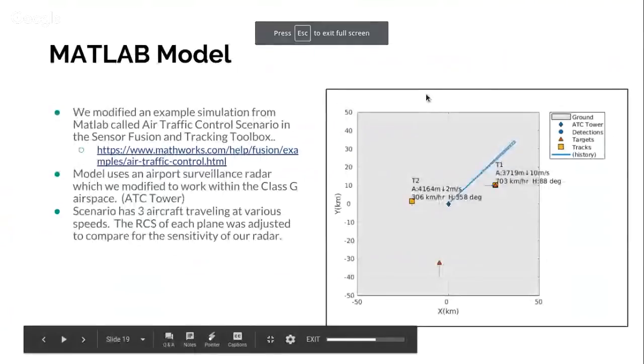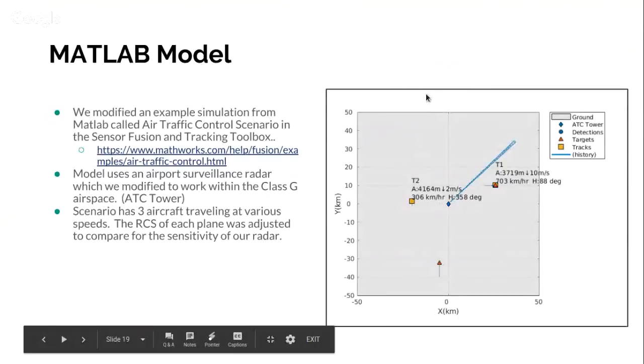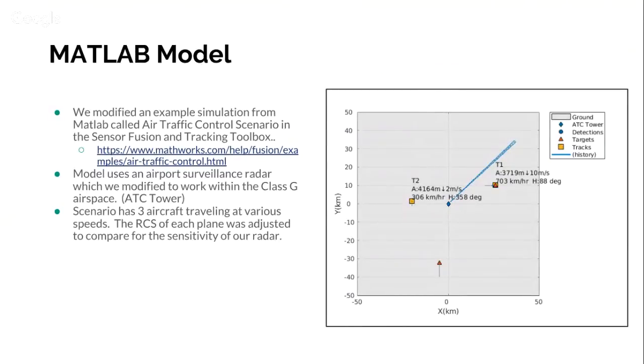So we actually found a Matlab model called the air traffic control scenario from the sensor fusion and tracking toolbox. That was actually just what we wanted. It uses essentially an airport surveillance radar. The simulation uses it for radars at international airports, right? So we basically modified it so that it would work in the Class G airspace.